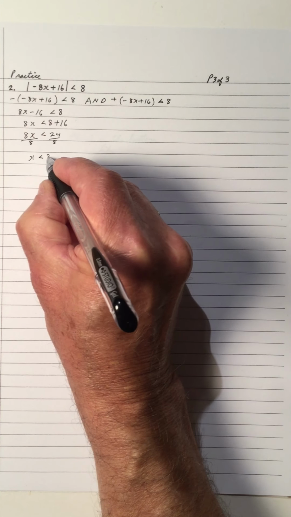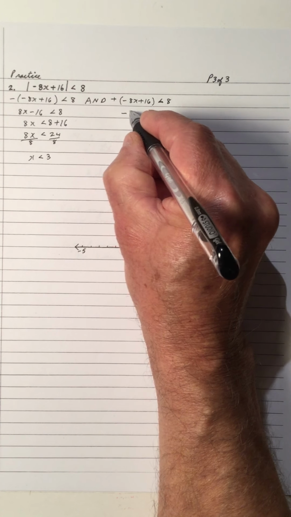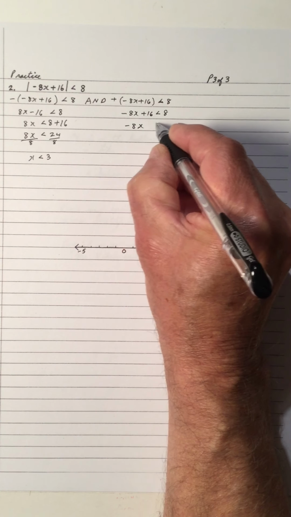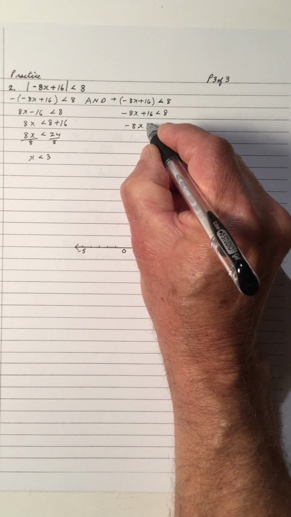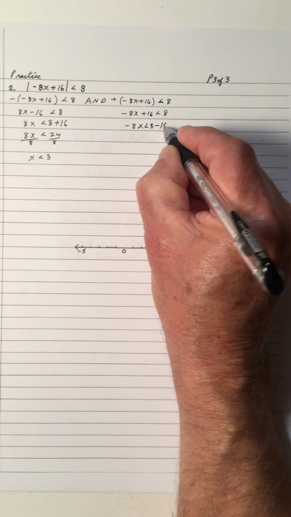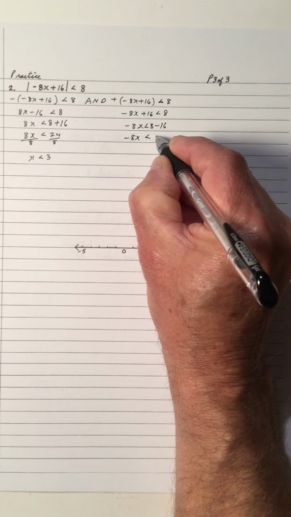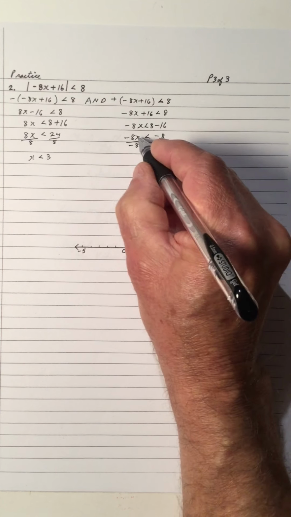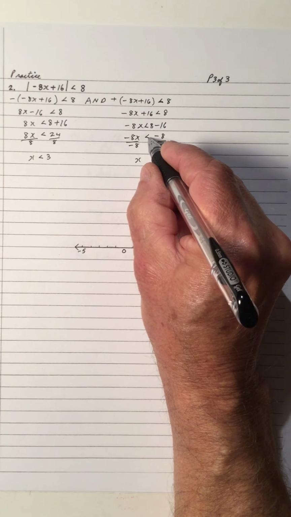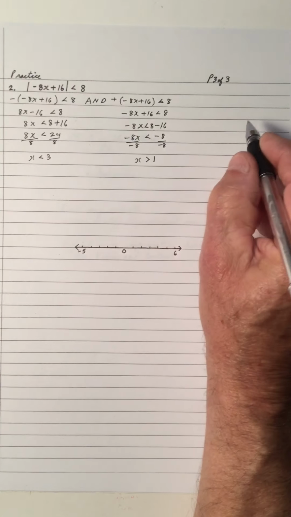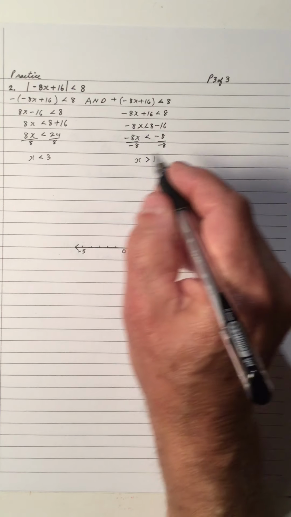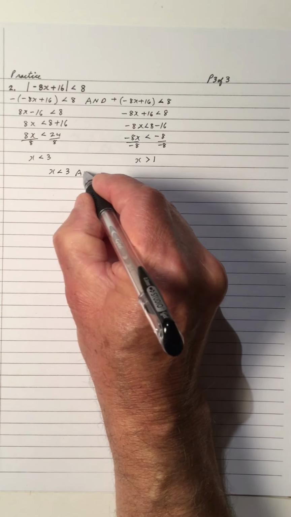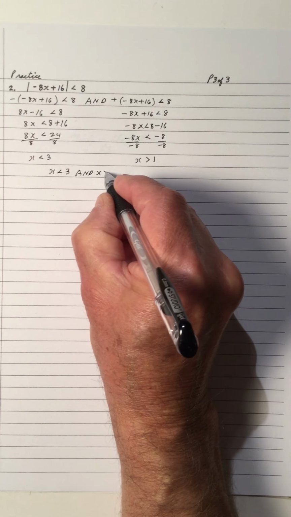x is less than 3, and the positive, negative 8x plus 16 is less than 8. Negative 8x is less than 8 minus 16. Negative 8x is less than negative 8, and we divide by negative 8 on both sides, and x, dividing by a negative, less than changes to greater than 1. And remember, now we have an and, so the answer: x is less than 3 and x is greater than 1.